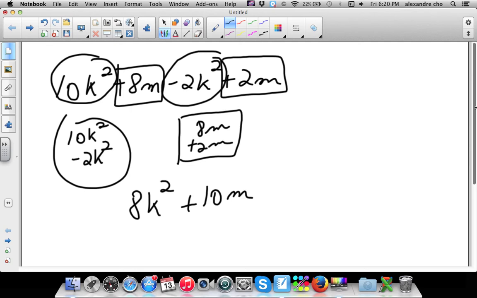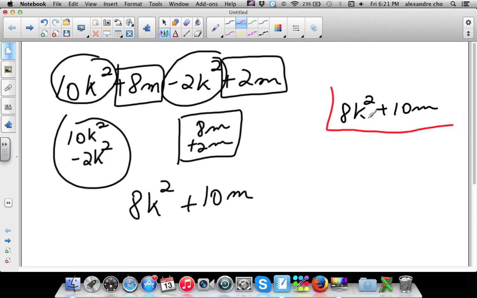Now they're asking you to take that and create an equivalent expression for 8k squared plus 10m. So one way of doing that is using the ladder method, and that gives you the answer right away. So let's see how that works. Let me change colors.